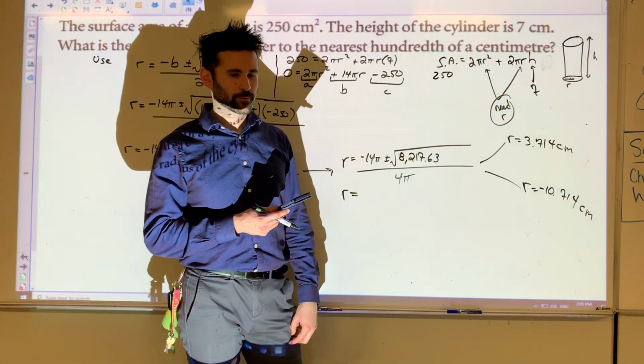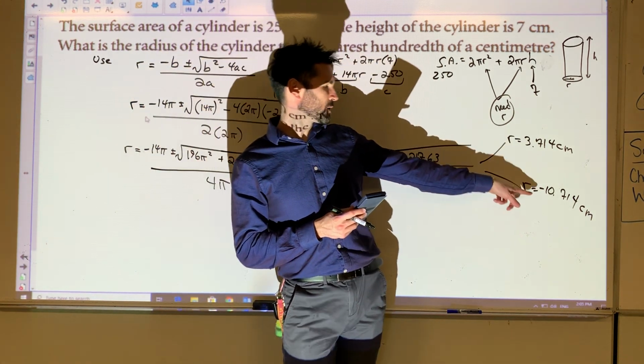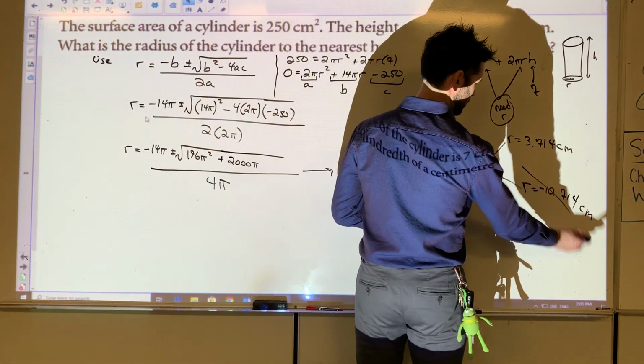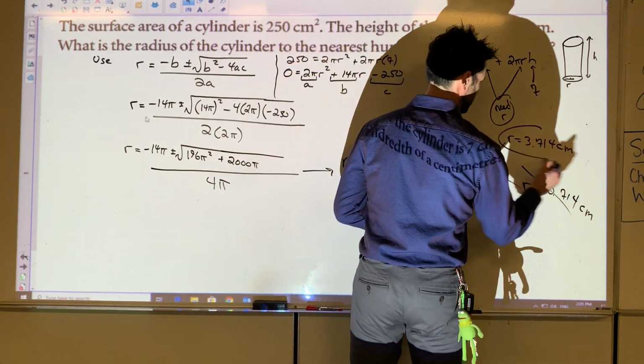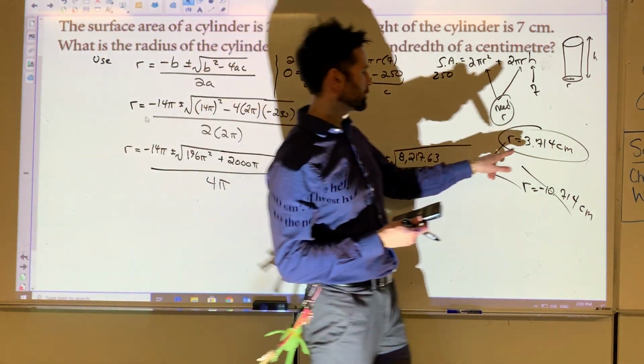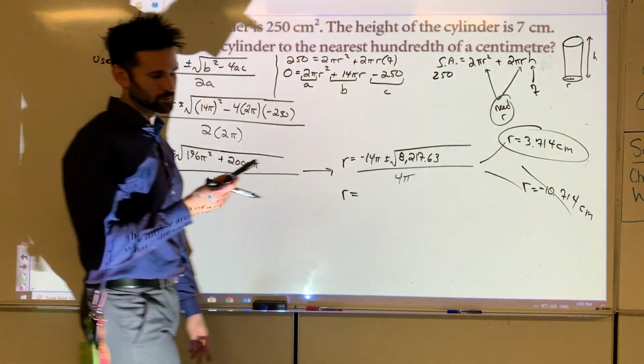Perfect. Okay. Can we have a negative radius? No. So that's an extraneous root, and your only answer is the positive one. I don't know if it said to the nearest 100, I did to the nearest 1,000. So 3.71 would be your final answer.